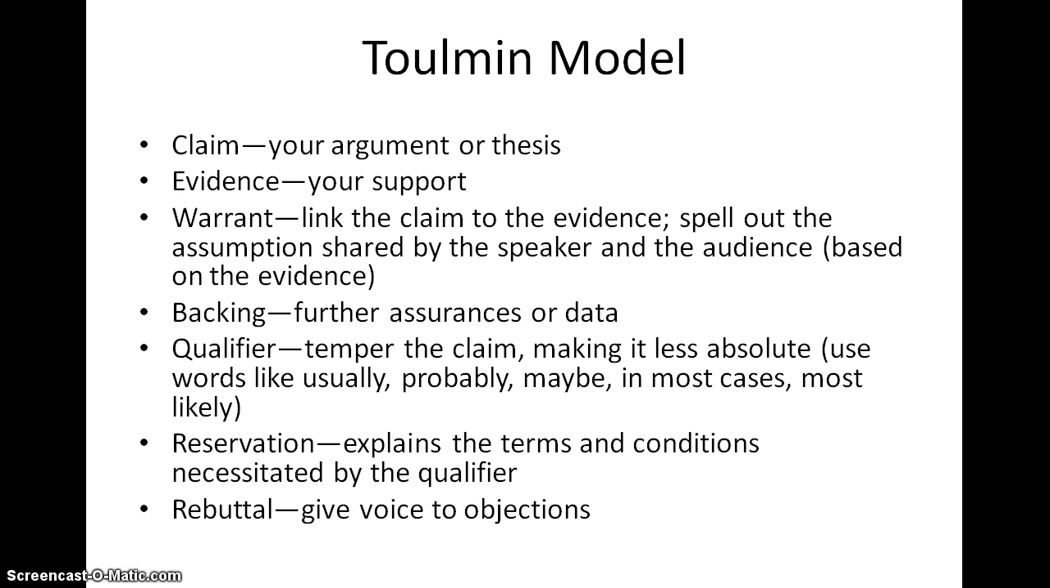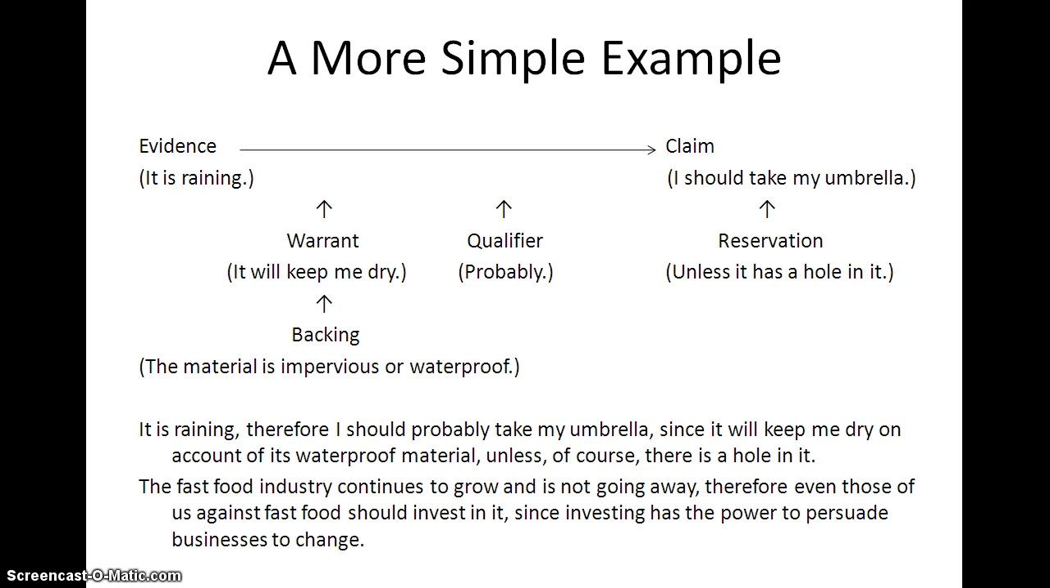This diagram might help to explain the Toulmin model a little bit better. So you provide all this evidence leading to a claim. As people read your evidence, they come up with this implicit understanding about why you're asking them to agree with this claim. You provide some qualifiers and reservations, if applicable, and then you can apply more backing. So the simple example that they give you, an example from everyday life, is we might say, it's raining, therefore I should probably take my umbrella since it will keep me dry on account of its waterproof material, unless, of course, there's a hole in it. So if you use that basic sentence structure, you can create a model for a Toulmin argument.